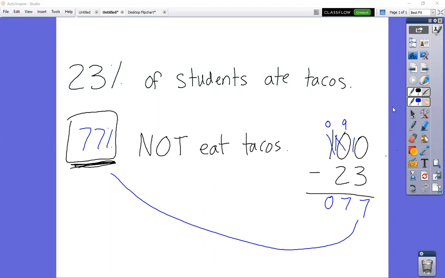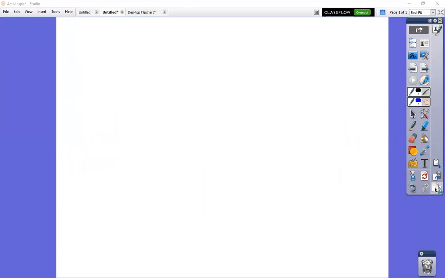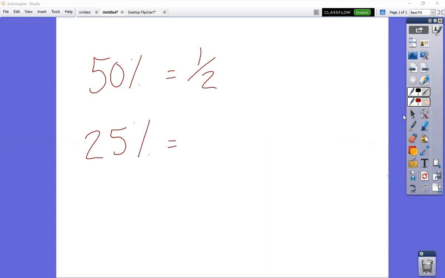Okay. All right, we're going to move on to a different kind of percent problem. These ones are a little bit trickier. We are going to find 25% of a number and find 50% of a number. Okay, we're going to start with 50%. Okay, there are a few things that you need to know. So if you have a piece of paper, I would write this down. These are things that you must memorize. You have to know these things.